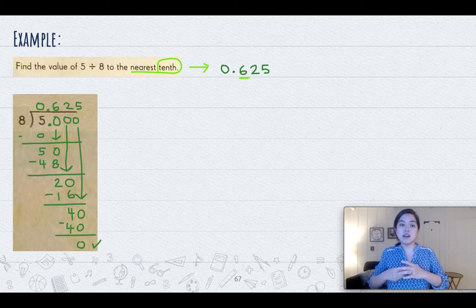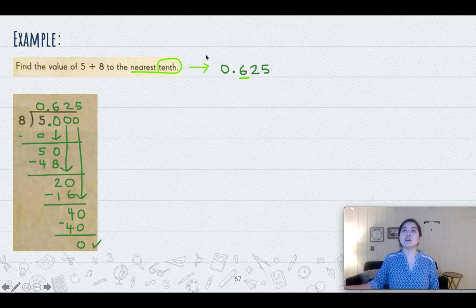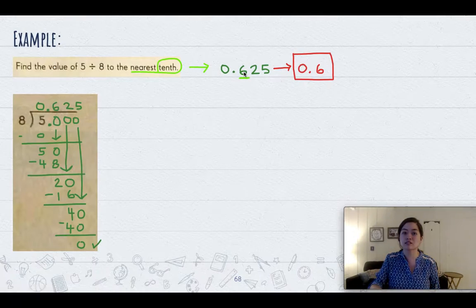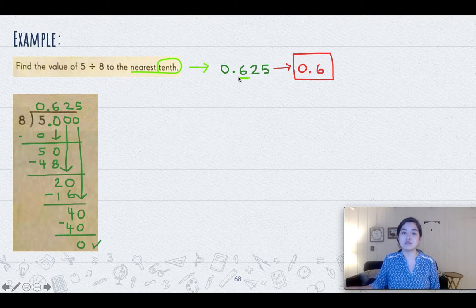So now I want to round it to the nearest 10th. So that means with the tenths column here, 6, I have to either keep it 6 or round up to 7, okay? So how do I know what to do? I have to look at the next place value column here, okay? Which is 2, okay? Now 2 is less than 5, so I'm going to keep 6 as a 6, okay? So 0.625 rounded to the nearest tenth is 0.6.